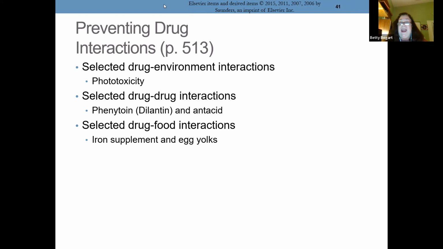Iron supplement and egg yolks. Another thing as an interaction is iron supplement. If you give it with bran, it deems it not working too. So no Raisin Bran for this kid when we're taking iron supplements, right? And iron supplements are usually because you have iron deficient anemia. So you don't want anything to prevent the iron from being absorbed.